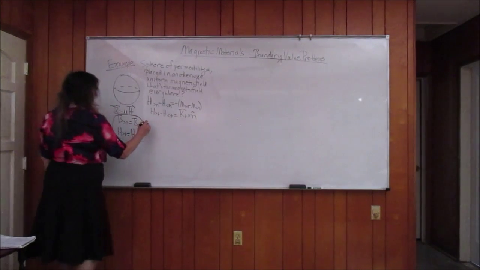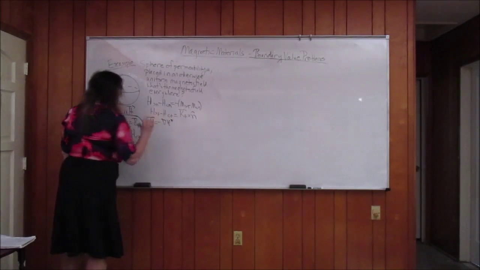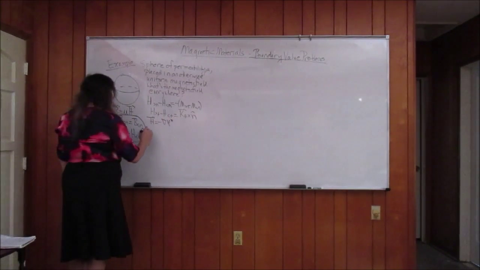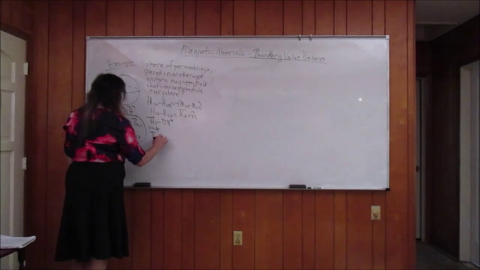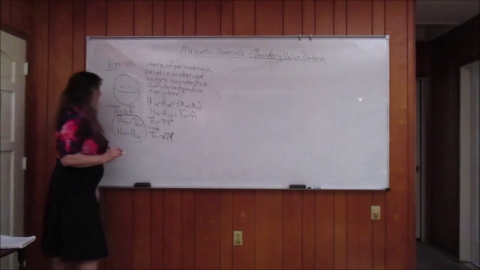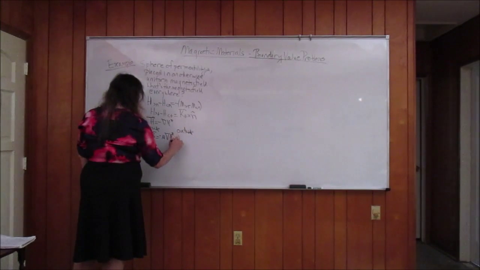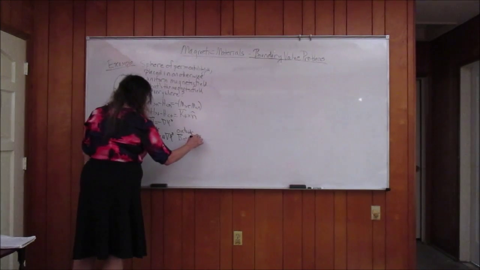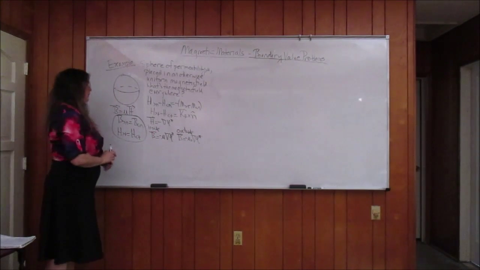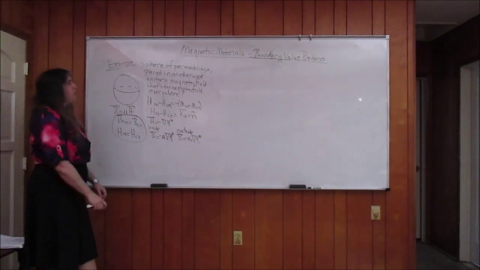Now we also know that H is equal to minus the gradient of some magnetic scalar potential, so therefore inside, B is equal to minus mu times the gradient of the magnetic scalar potential, and outside, B is equal to minus mu naught times the gradient of the magnetic scalar potential. So we have mu naught outside and mu inside.